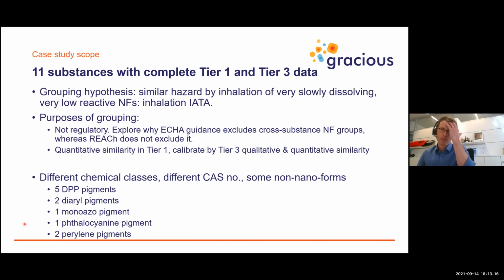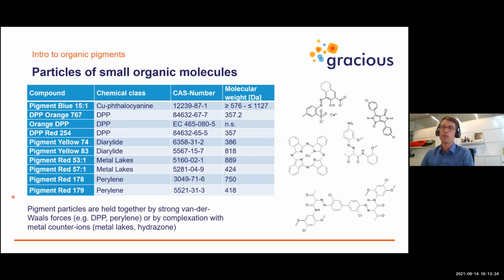It's important to mention that some of them have been available to all of the GRACIOS consortium, but not all of them. And that's why it is really a case study that goes beyond what was available in GRACIOS. This specific pigment blue 15.1, which is a copper-phthalocyanine, was also available. And the nano and non-nano form of the DPP red 254, which is a diketopyrrolopyrrole, have also been available. We have now added, as you can see, different versions of DPPs, etc.